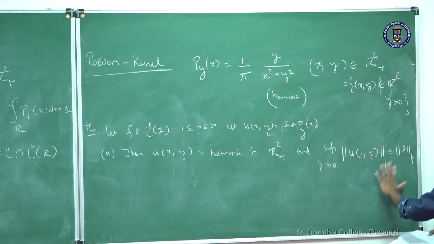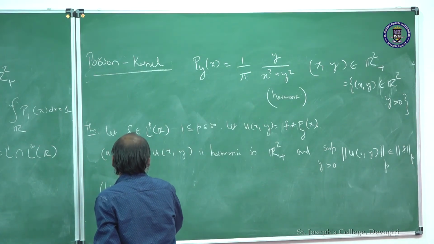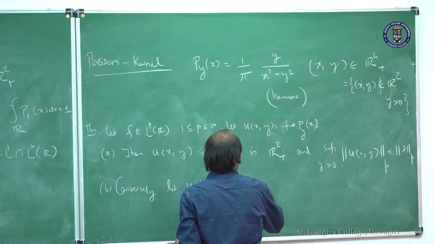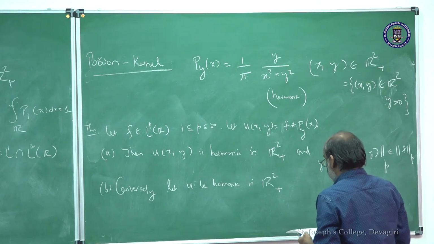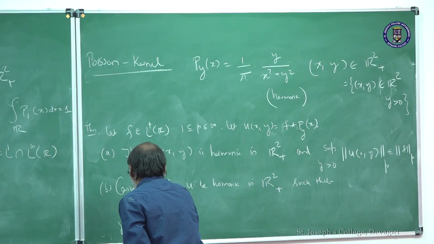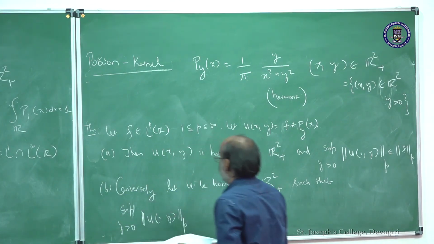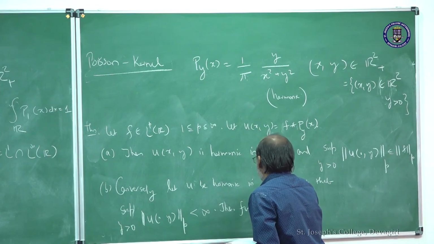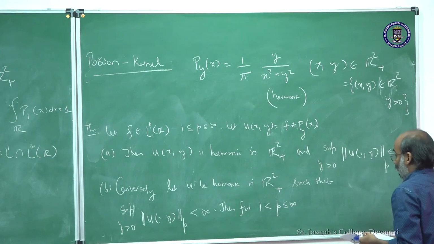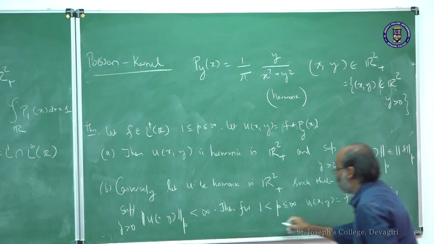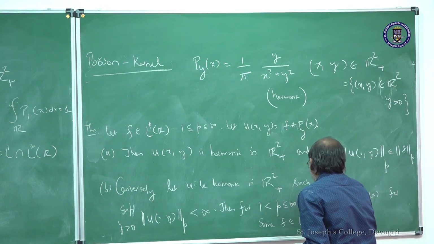The main theorem is the converse, that whenever you have a harmonic function with some property like this, it actually comes from a Poisson integral. Okay. So, B conversely, let u be harmonic in R2 plus, so the upper half plane, such that supremum over y positive, the LP norm of u in the first variable, right, this is finite. Okay. Then for 1 less than p less than or equal to infinity, u(x,y) is f convolved with py of x for some f in LP.